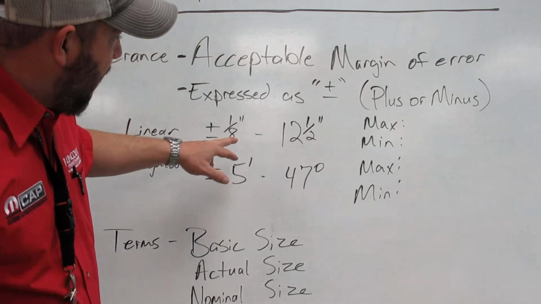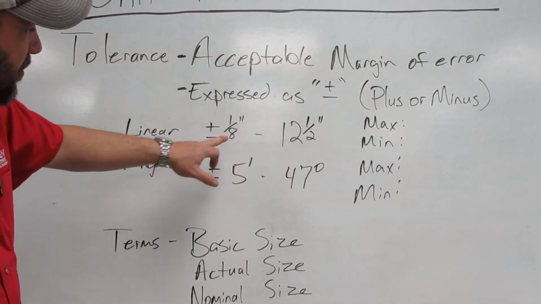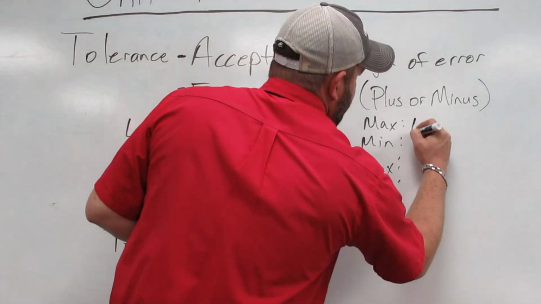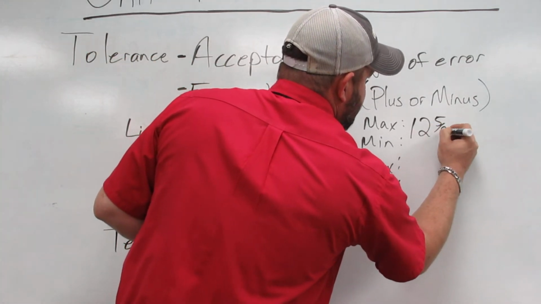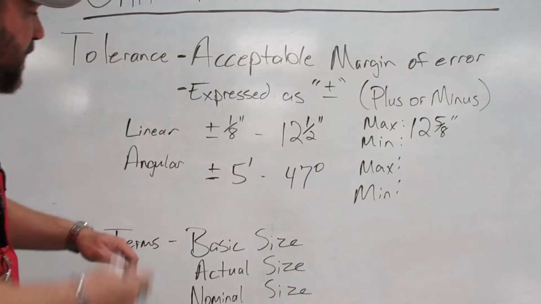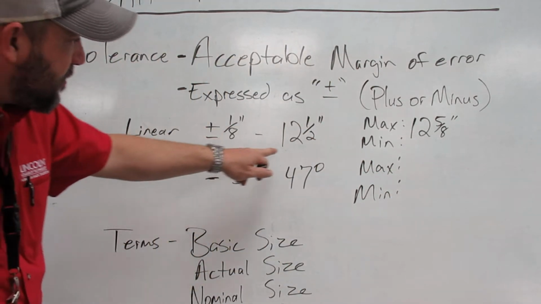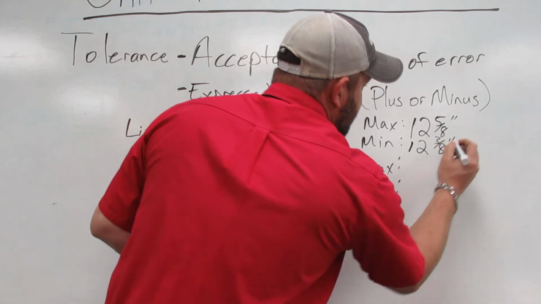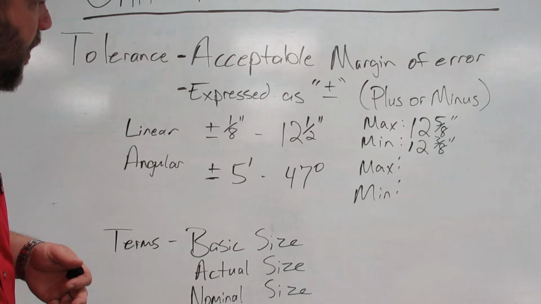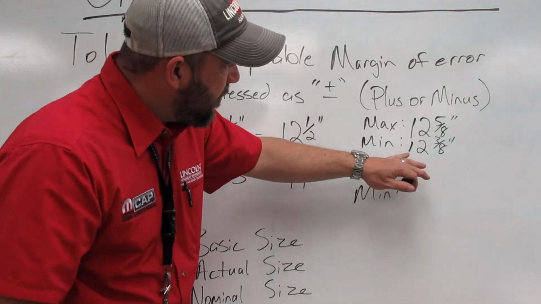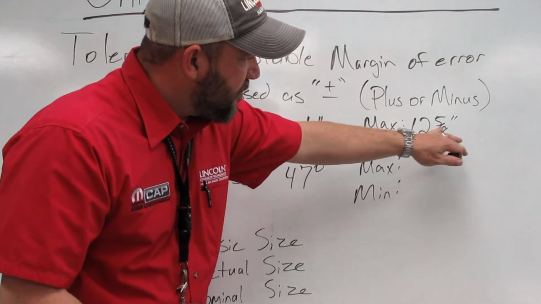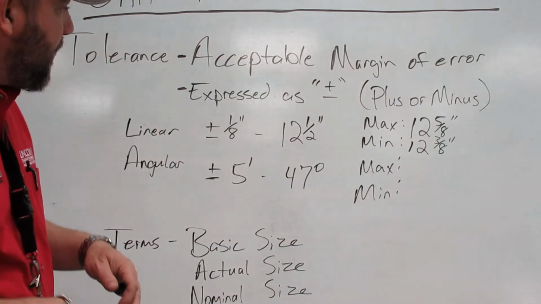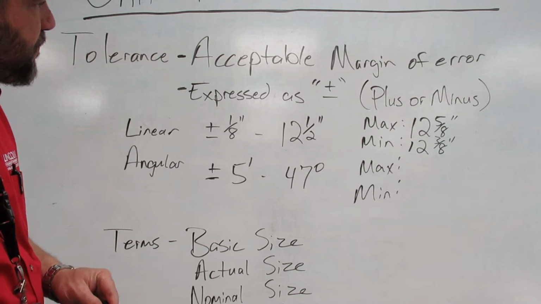Now what it quite literally means is plus or minus. So we're going to take 1/8 of an inch and add it to 12.5, and you're going to end up with 12 5/8 of an inch. Then we're going to take that 1/8 inch and subtract it from 12.5, and you get 12 3/8 of an inch. Now after you fabricate this part, as long as it's within 12 3/8 and 12 5/8, if it's anywhere in that window, it's acceptable. And that's what tolerance stands for.